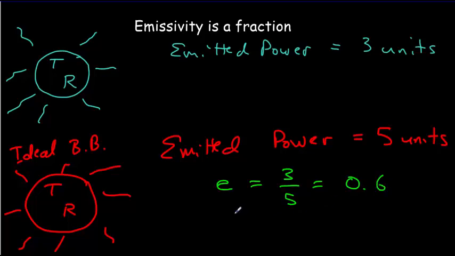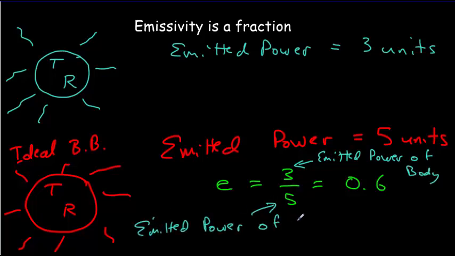So the emissivity is really just a ratio. It's the ratio of the emitted power of some body compared to the emitted power of a black body of the same temperature and physical dimensions. I'll just write R to represent that.